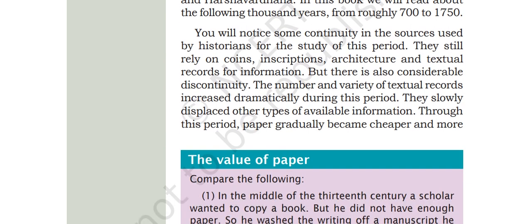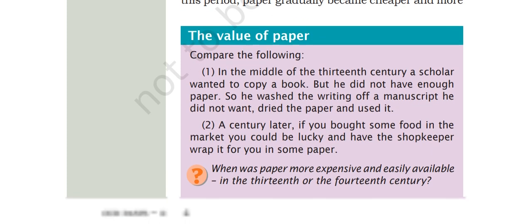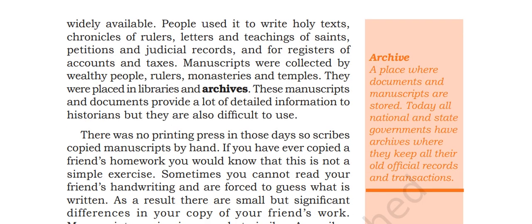The number and variety of textual records increased dramatically during this period. This slowly displaced other types of available information. Through this period, paper gradually became cheaper and more widely available. People used it to write holy texts, chronicles of rulers, letters and teachings of saints, petitions and judicial records, and for registers of accounts and taxes.